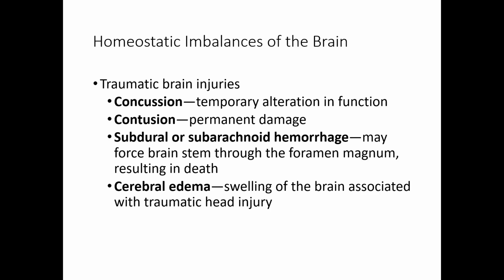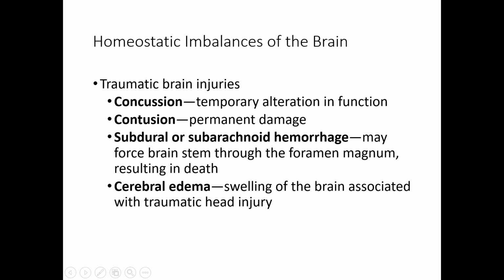Most common problems of the brain or homeostatic imbalances of the brain are caused by trauma, brain injuries. Concussion is a temporary damage. Usually it goes away, sometimes in several days, sometimes in several months, but it goes away. Contusion is a permanent damage when a patient would have some certain symptoms through their whole life. So, hemorrhage, it's when blood vessels burst.